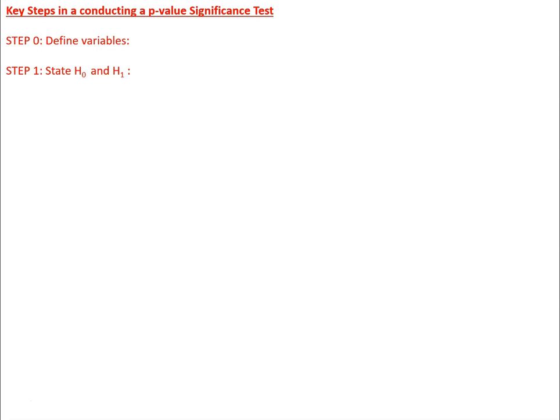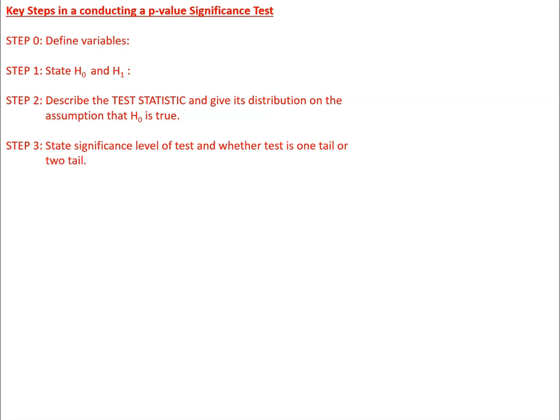We need to define the variables, we need to state the null hypothesis and the alternative hypothesis. We then need to describe the test statistic and give its distribution on the assumption that the null hypothesis is true. We need to state the significance level of the test and whether the test is a one-tail or two-tail test. So far everything has been the same as in the previous videos, but step 4 is the point at which we diverge from the previous videos, and in step 4 we are going to calculate what is known as the p-value for the test.